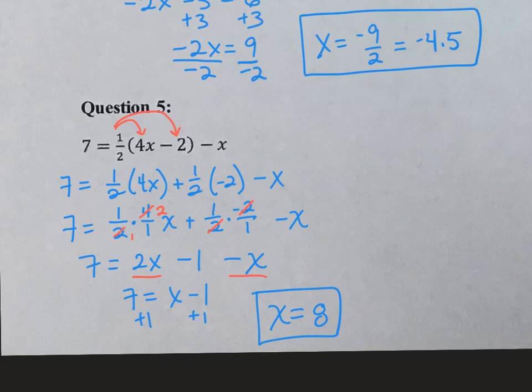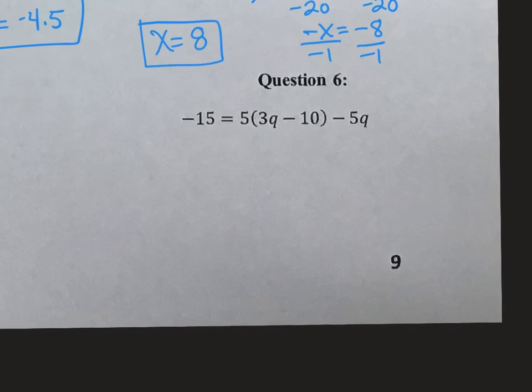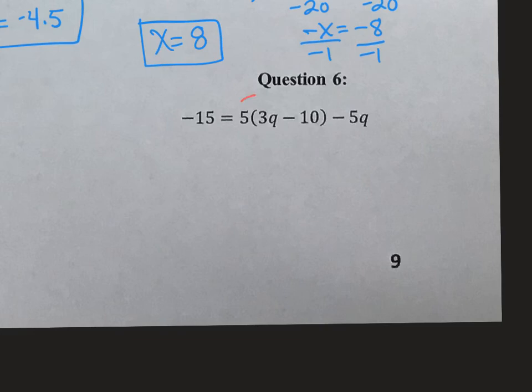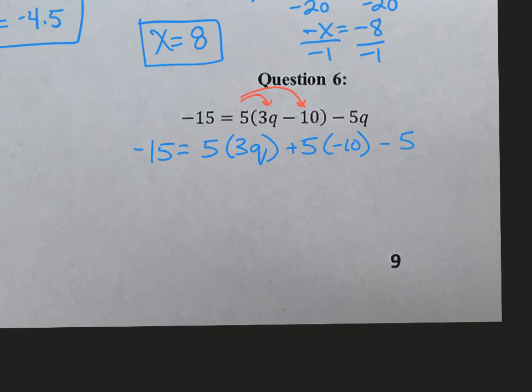Last problem over here, question number 6. I need to distribute. Again, our steps are at the top, distribute and/or combine like terms. This becomes negative 15 equals 5 times 3q plus 5 times negative 10 minus 5q. I've got negative 15 equals, that's 15q. 5 times negative 10 is negative 50 minus 5q.